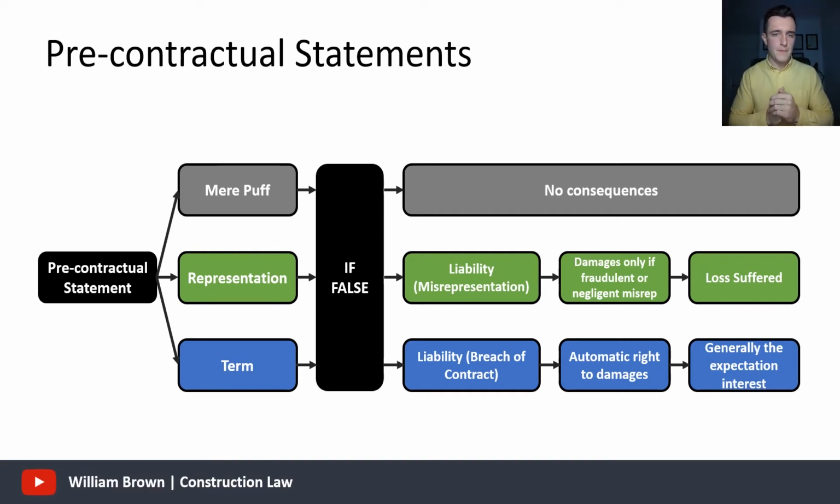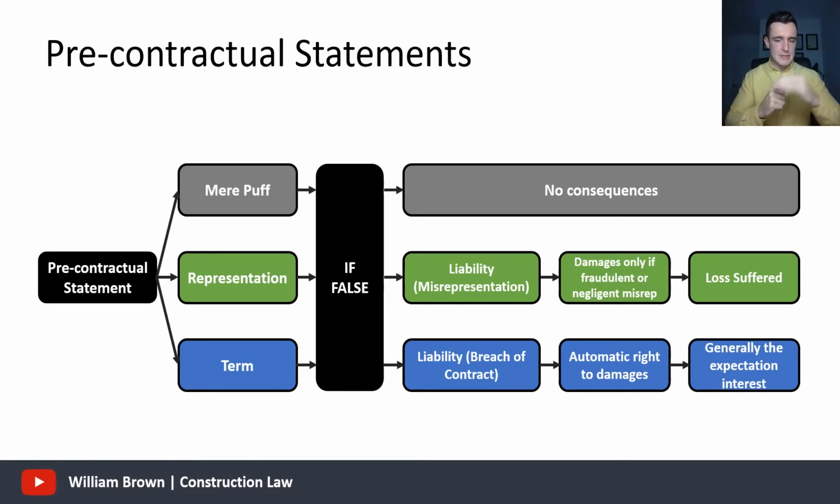That can be dramatically contrasted to what the innocent party can recover when it comes to breach of a contract term. So generally speaking, the aim of damages when it comes to breach of contract is to put the innocent party into the position they would have been had the contract been properly performed. And that is generally what people go after, and that is generally what we refer to as the expectation interest. So what did the innocent party expect to make out of the transaction or out of the contract?